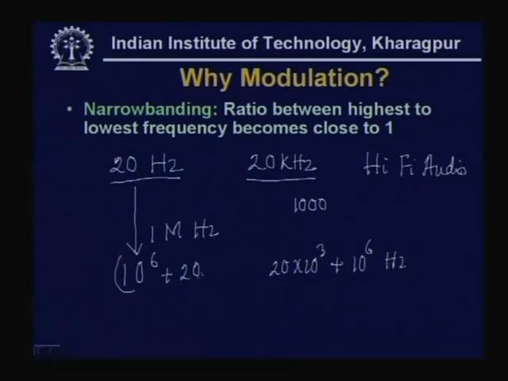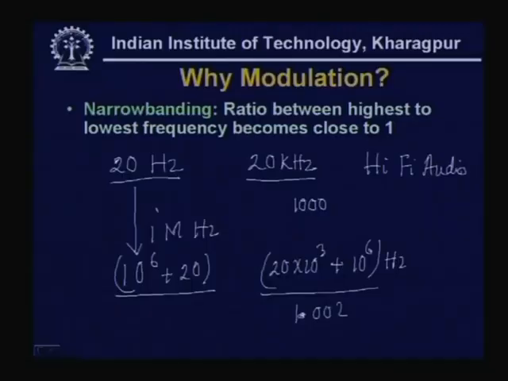So, you see now if you take the ratio between the two, the ratio will be only 1.002. That means, if you design an antenna for the highest frequency, that will be able to send the lowest frequency very easily, because as you can see the ratio between the highest and lowest frequency is only 1.002. In other words, a single antenna will be able to transmit both the frequencies efficiently and effectively. This process is essentially narrow banding.